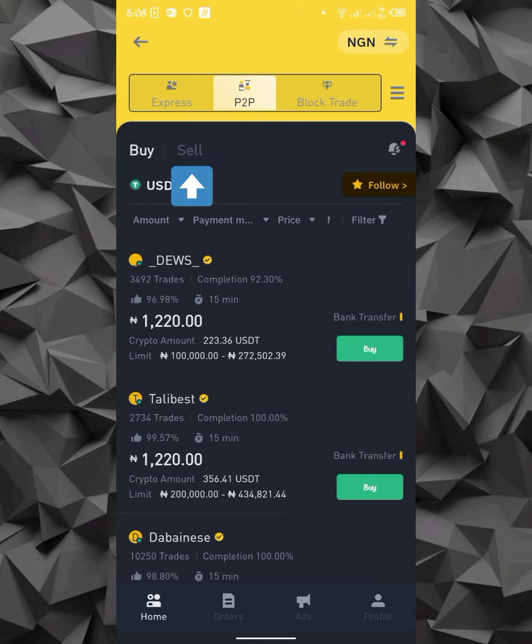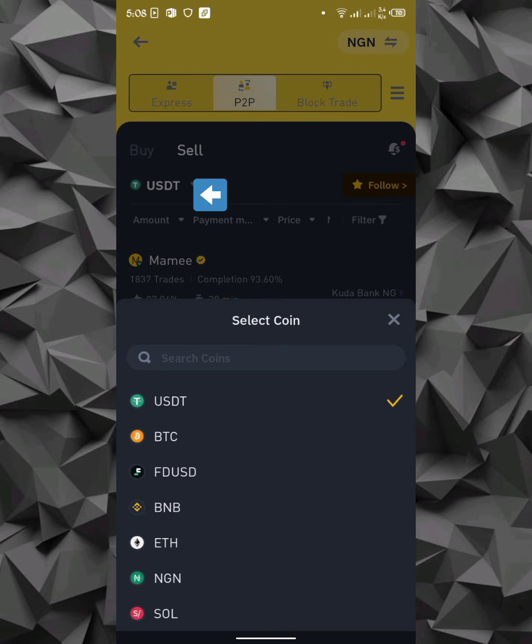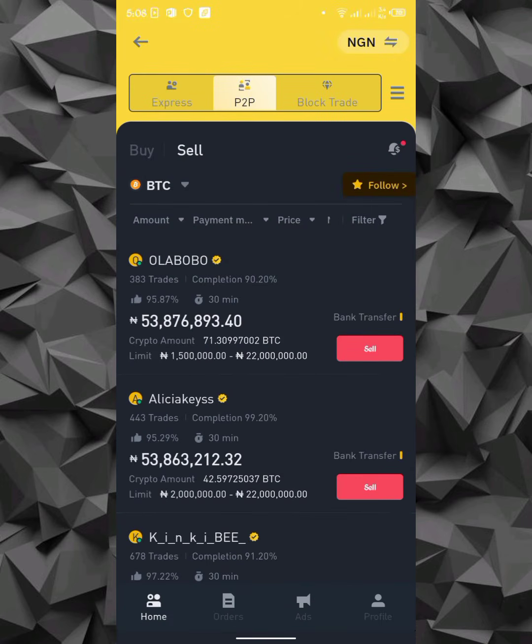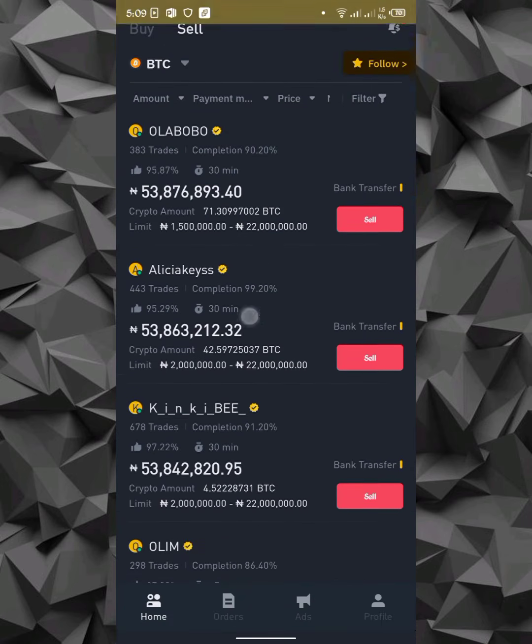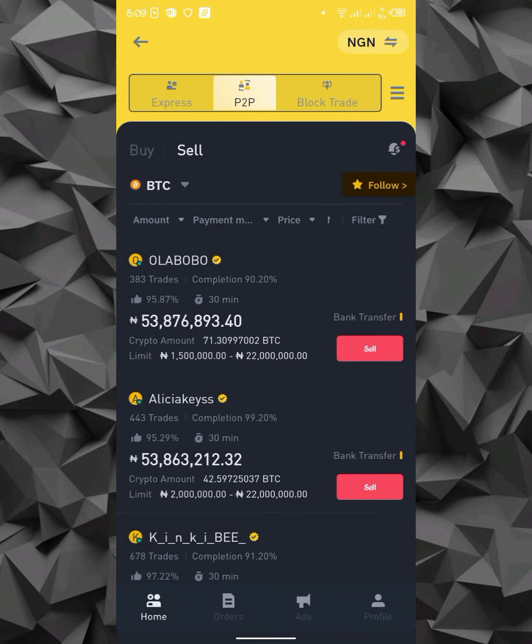So what we're going to do now is to click on sell, and we're going to be changing the coin to BTC. Once we have done that, we'll now filter. As you can see, these are the rates. So we can sell at this 53 million, 53 million, 53 million right here. So you can see that there's going to be profit.